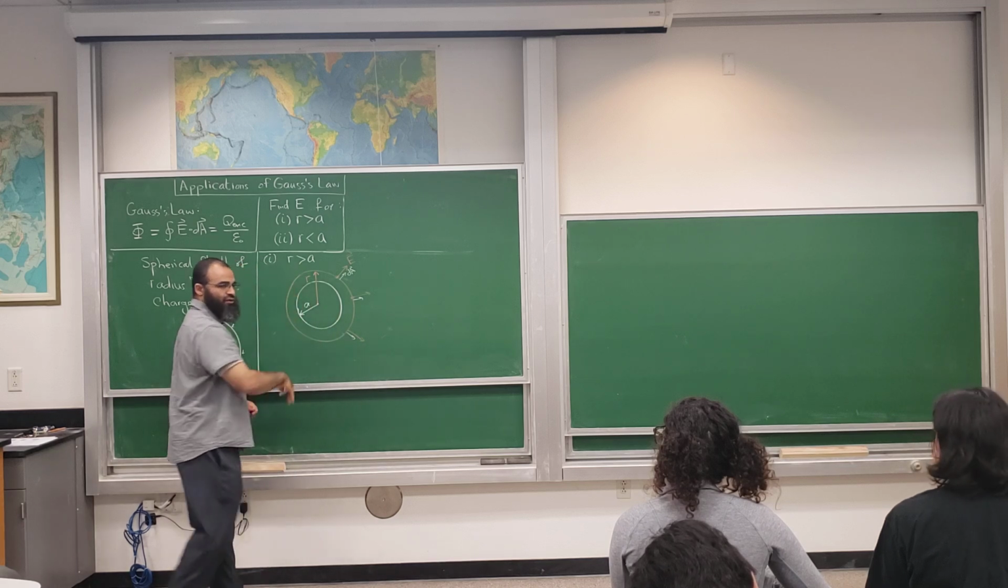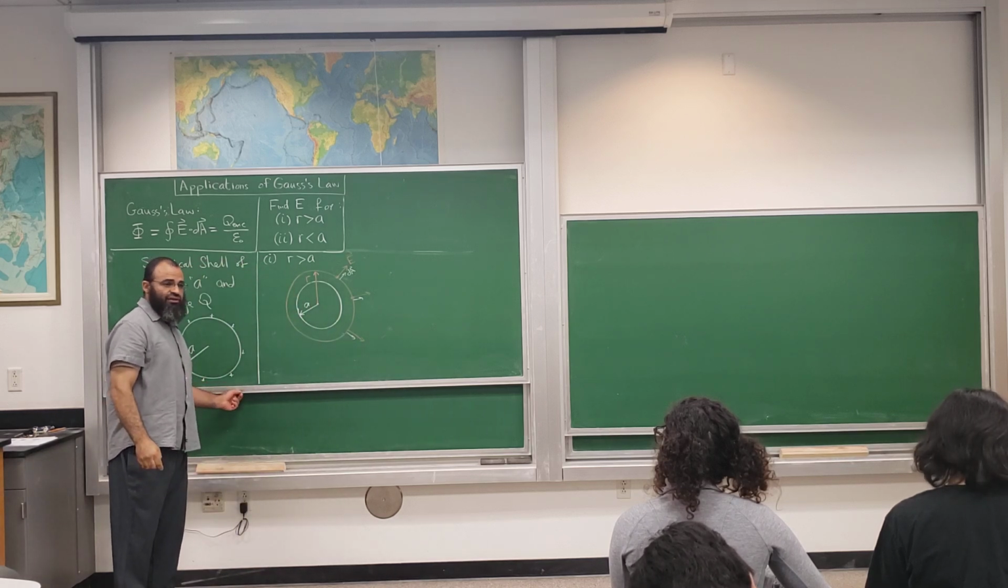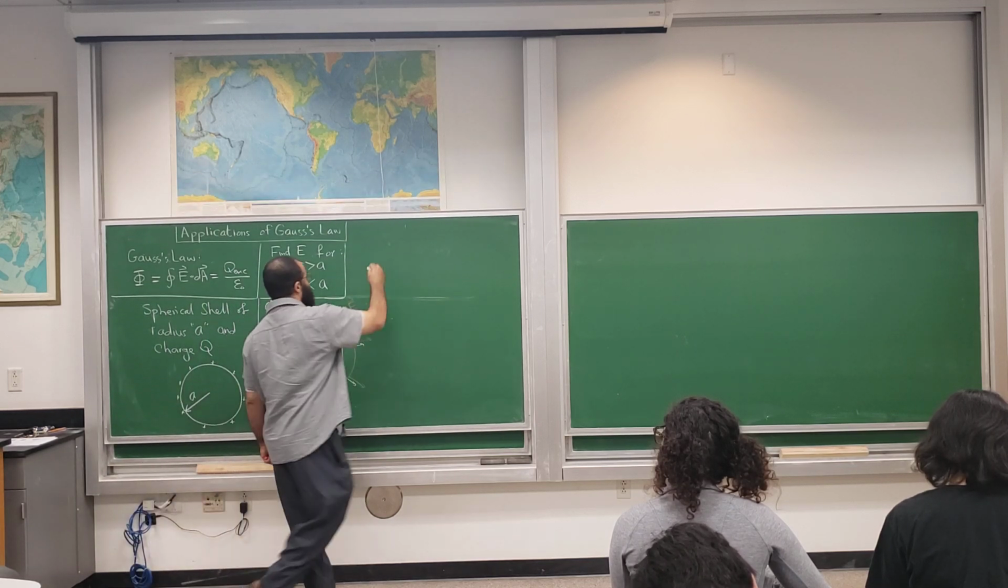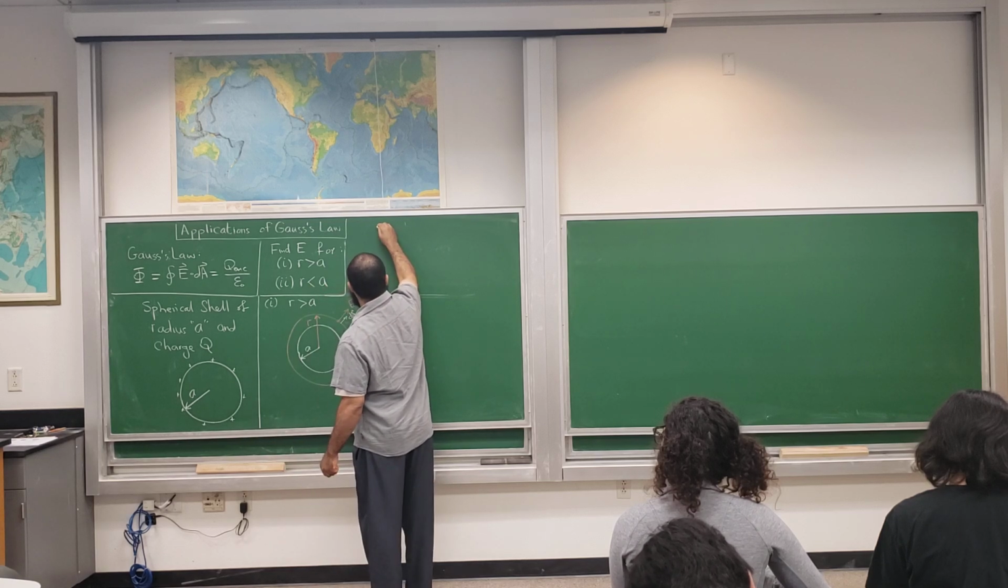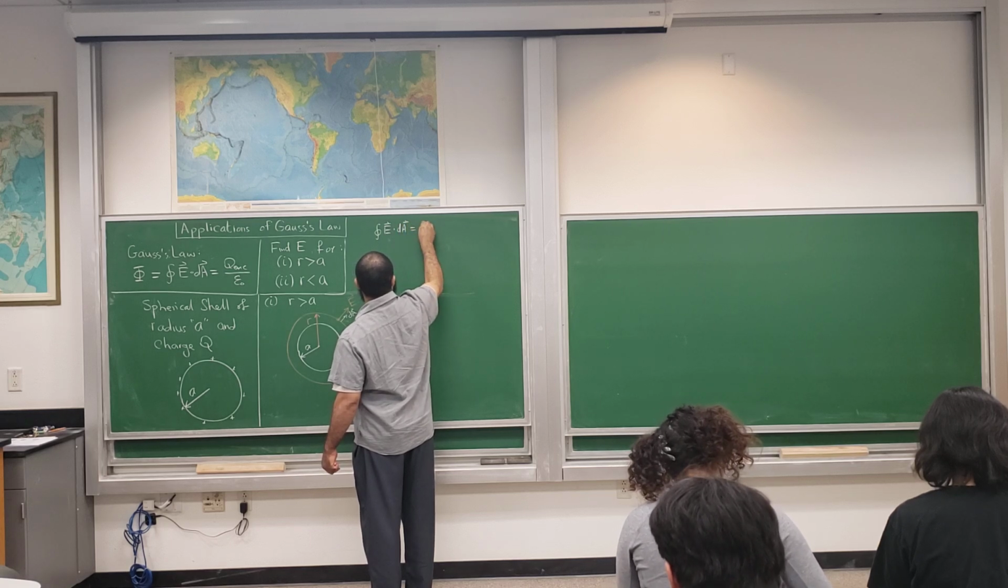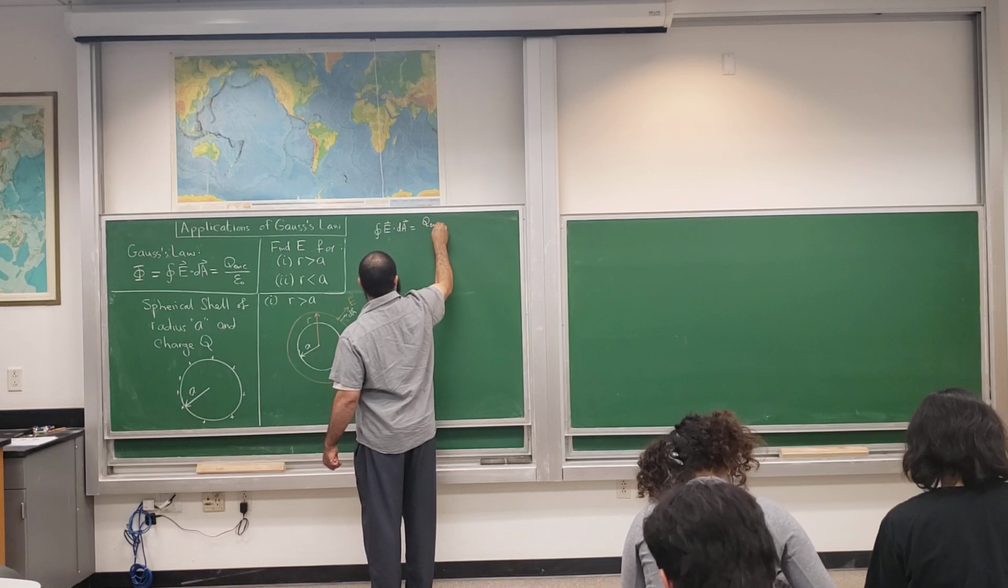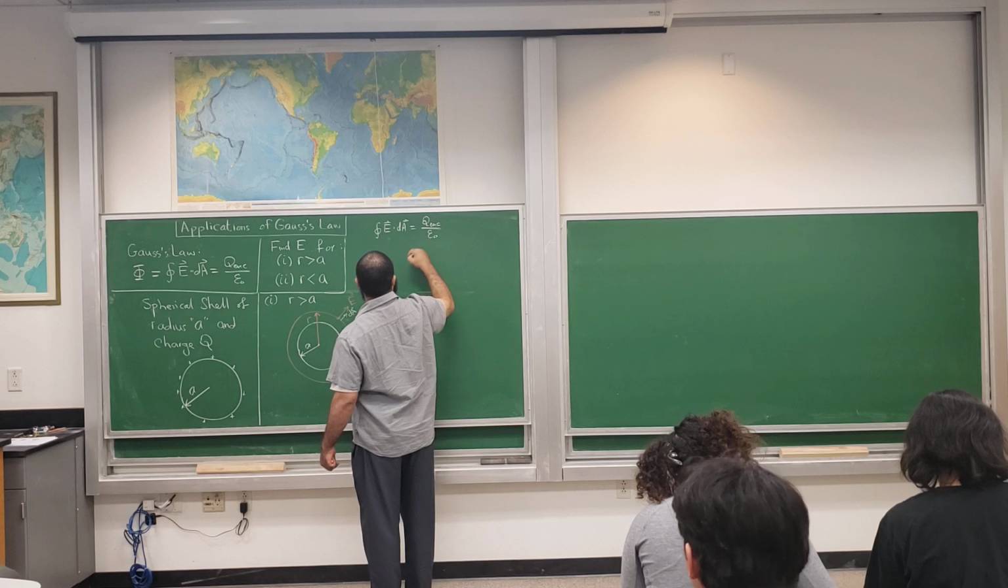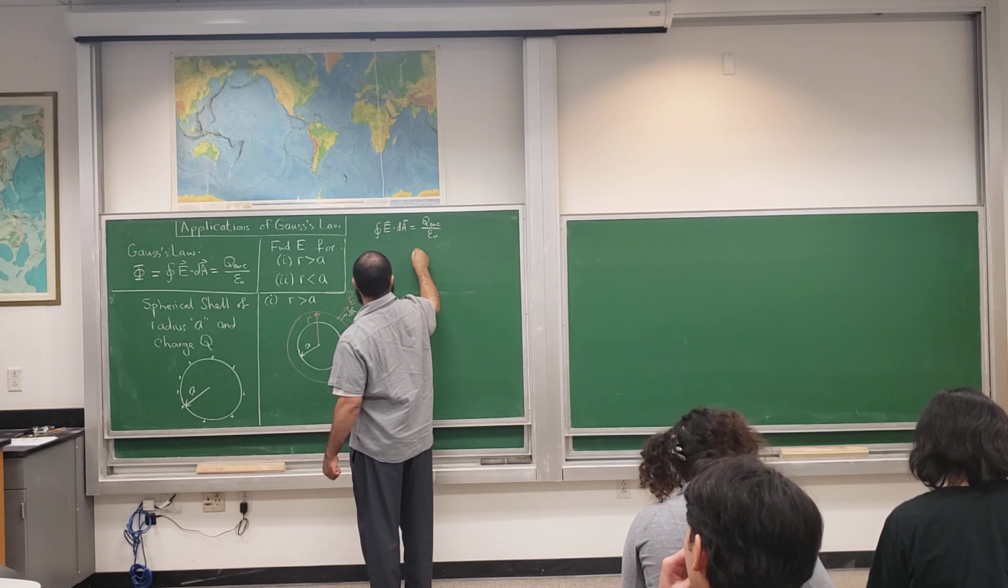And of course on this side, we're going to apply Gauss's law. We're ready for this case. So E dot dA is equal to Q enclosed over epsilon naught.